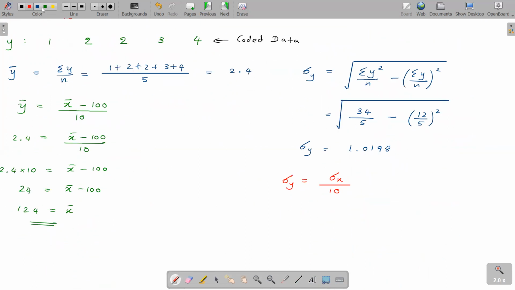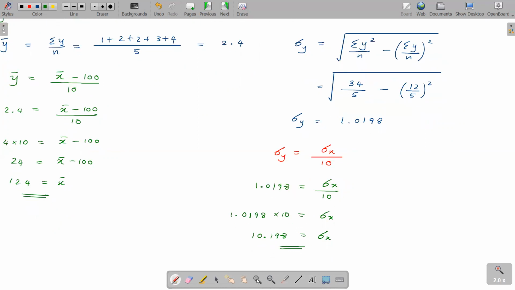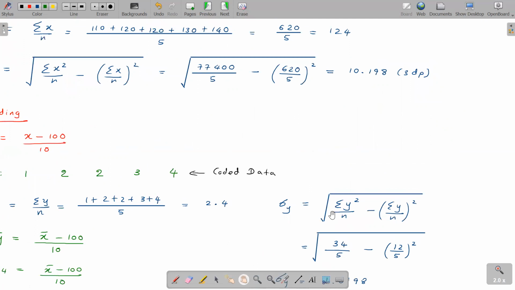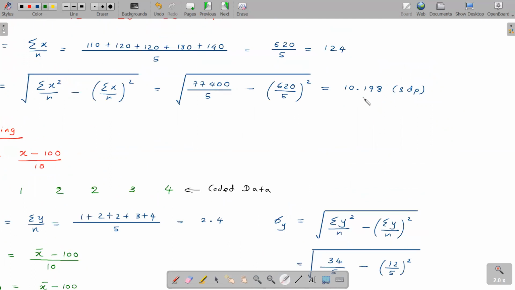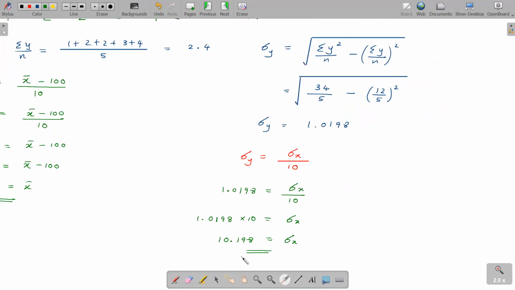Sigma y is how much? 1.0198. Sigma x over 10. So sigma x is equal to what? 1.0198 into 10, which means sigma x is 10.198. Guys, this is corresponding with the answer that we got previously. The sigma x answer we got was, to 3dp, 10.198. I think you can see that I get the exact same answer here. Can you see? So this is something that's really important.